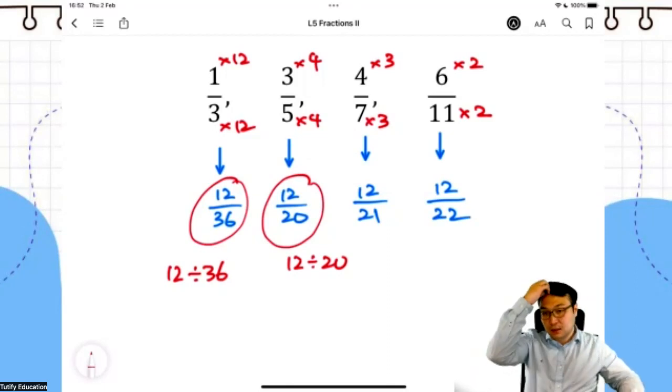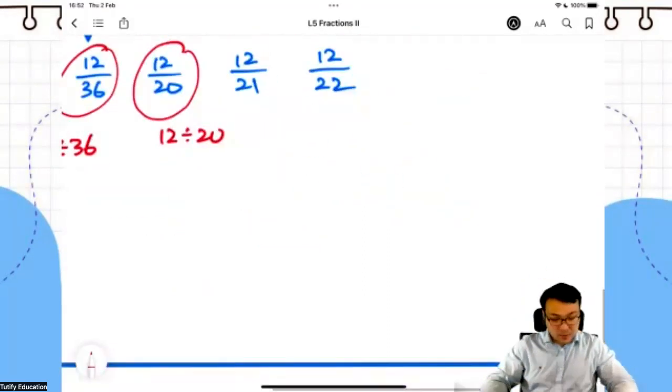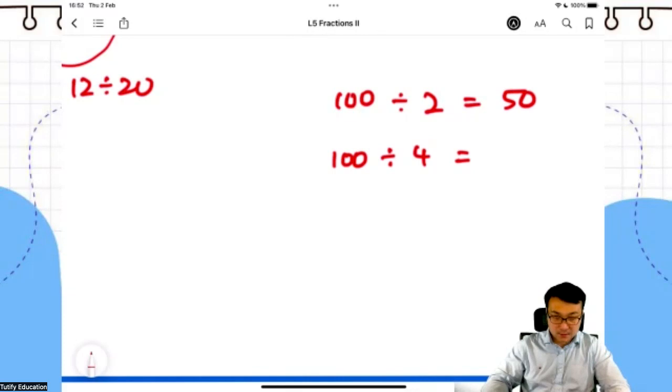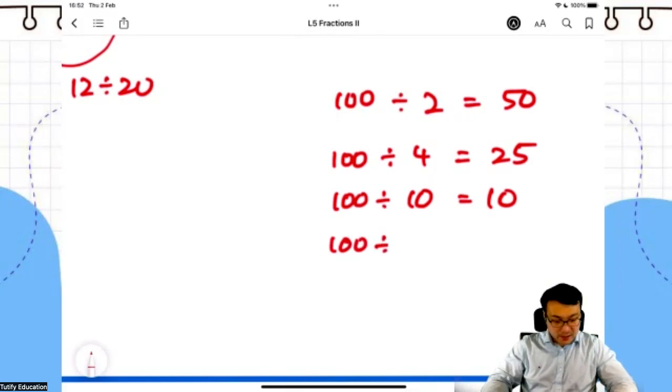Now, if I take a number, let's say 100, and I divide it by 2, what am I going to get? 50. Yeah. What about 100 divided by 4? 25. Then what about 100 divided by 10? 10. How about 100 divided by 100? 1. What about 100 divided by 1000?